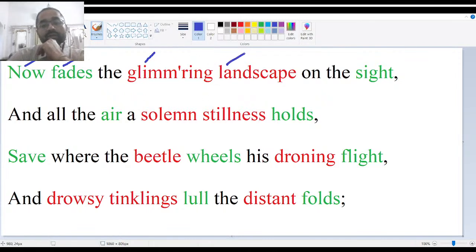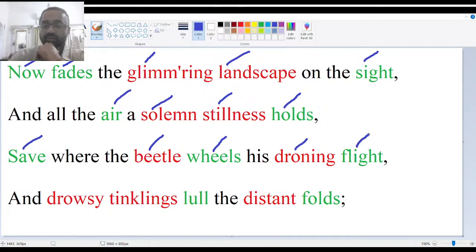So glimmering, landscape, sight, air, solemn, stillness, holds, save, beetle. Beetle is two syllables. Beetle, the first one gets a stress. Wheels is one syllable. Droning, ing is a suffix, therefore it does not get the stress. And you have flight. Drowsy, y is an addition, it's a suffix, so o gets a stress. Tinklings, lull, distant, folds, right?